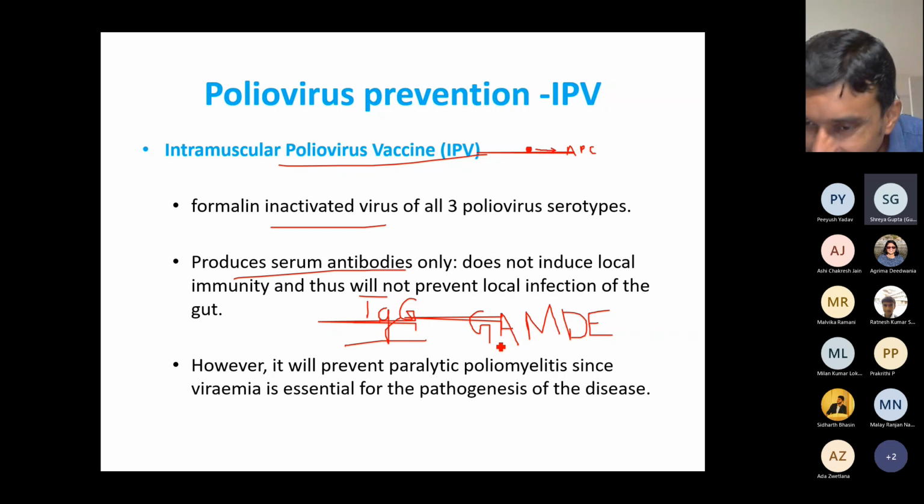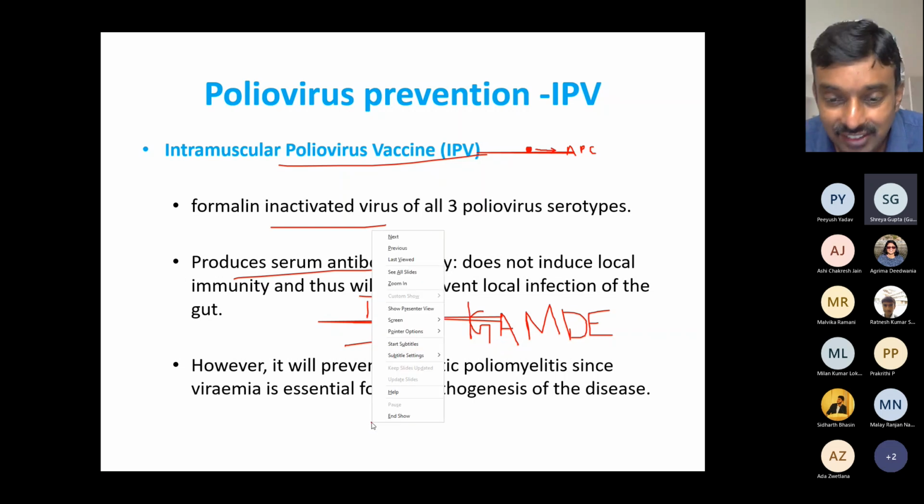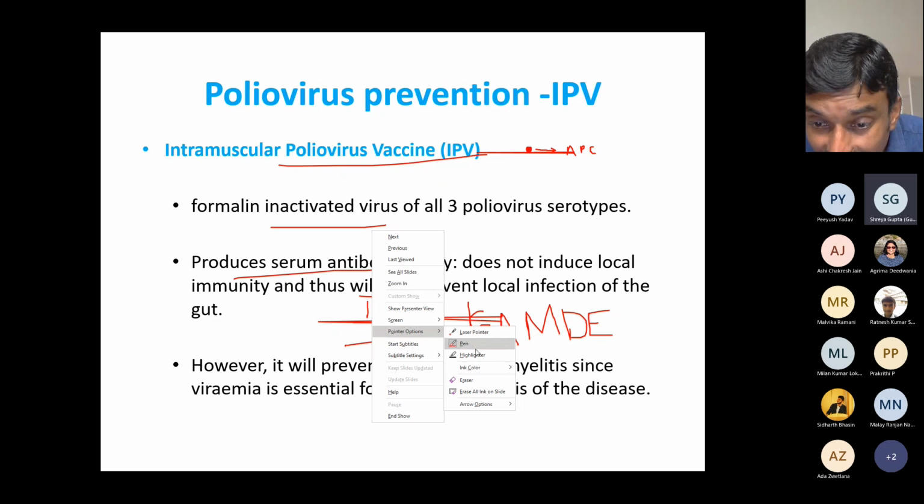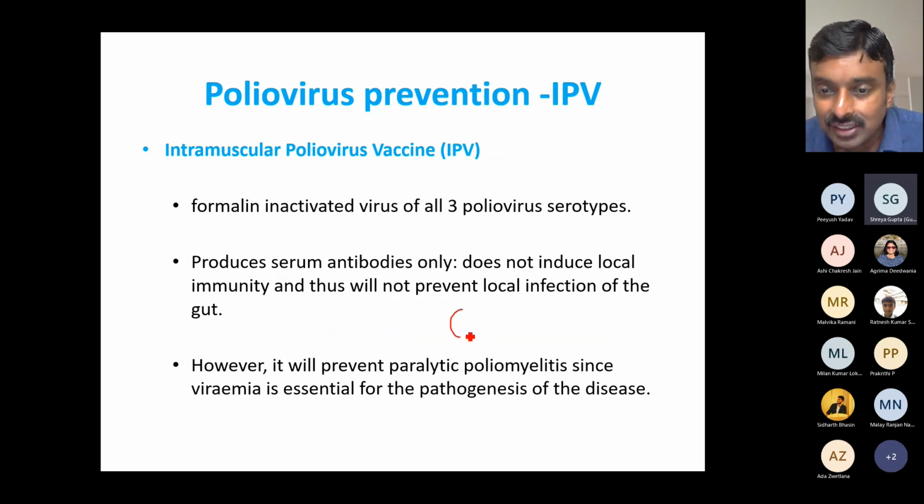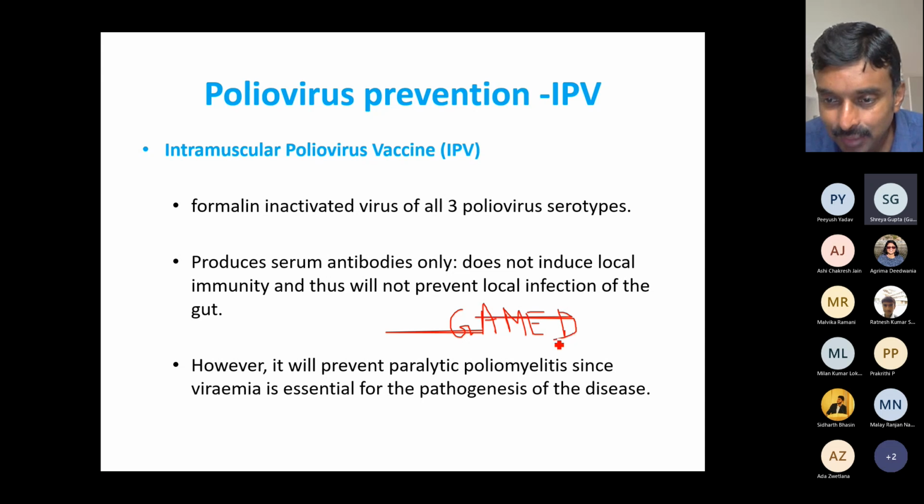Anyway, maybe I'll just use an acronym. Give me a second. I'm just going to erase everything. So for those of you who are not familiar, there are 5 different classes of antibodies. I'll use an acronym called GAMED.